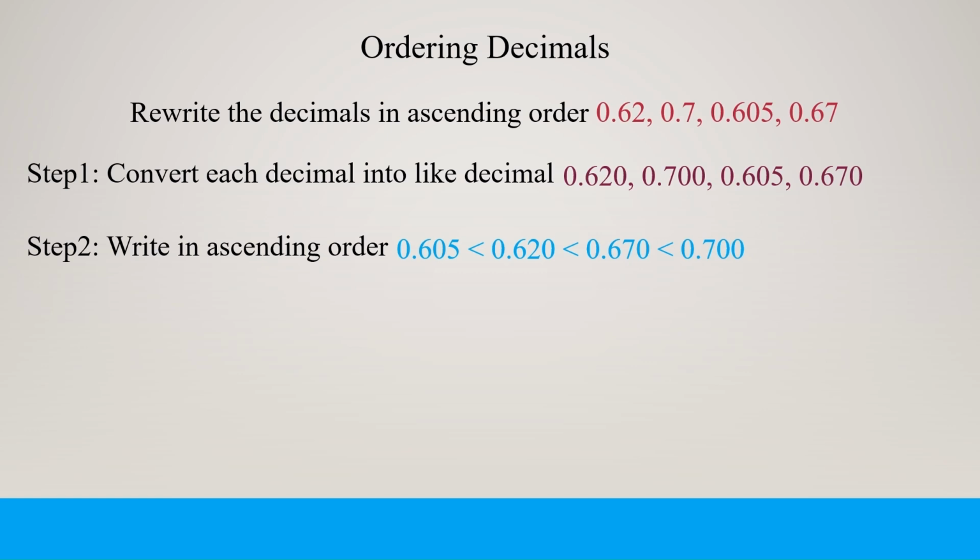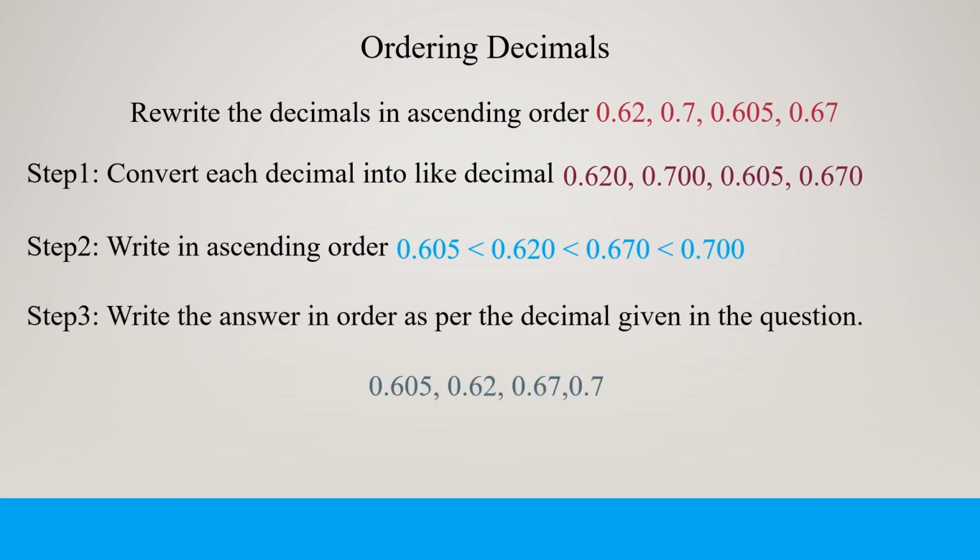In step 2, write in ascending order. 0.605 is less than 0.620, less than 0.670, less than 0.700. Now in the third step, the smallest first, 0.605, 0.62, 0.67 and 0.7.